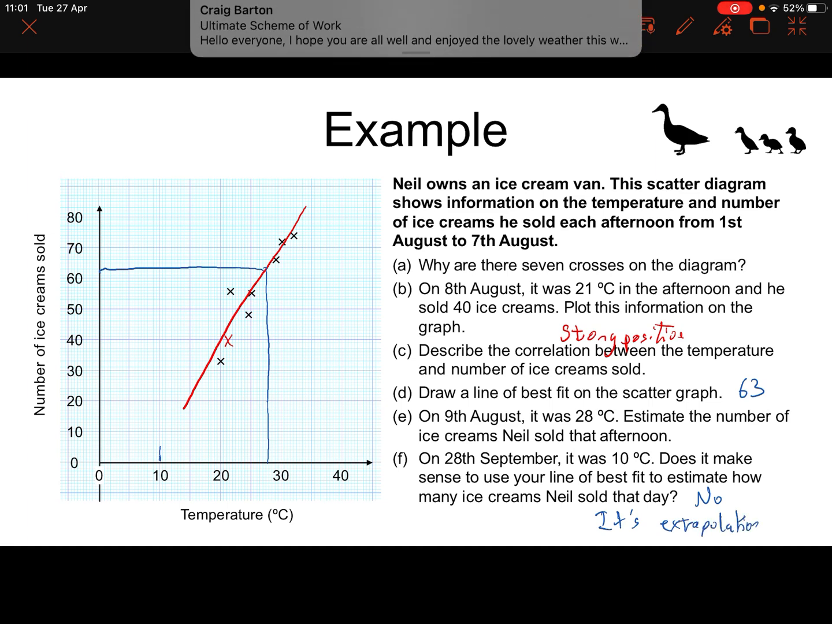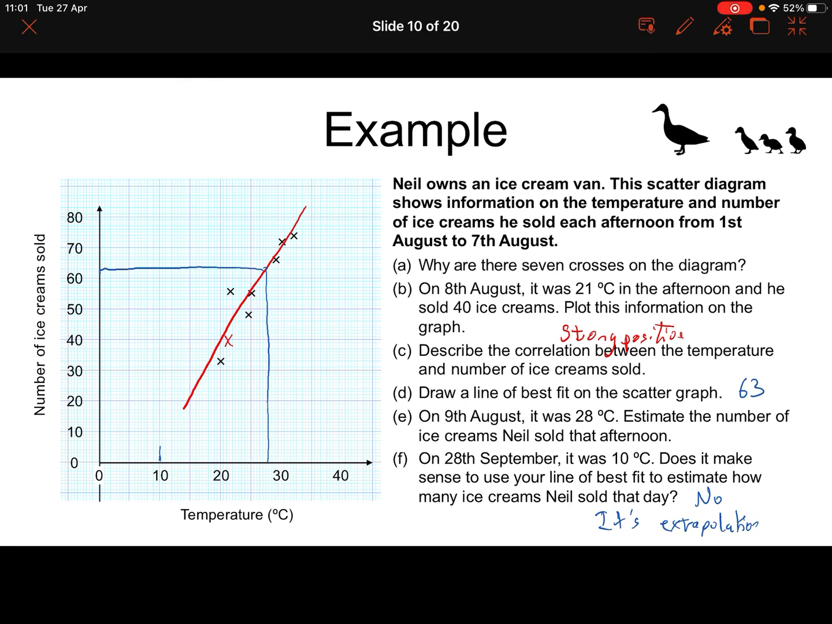Okay, so we don't really know what's going on there. Well, it might be worth having a look, but you've got to be cynical and be critical about that prediction that you're making because you don't have data to support it.